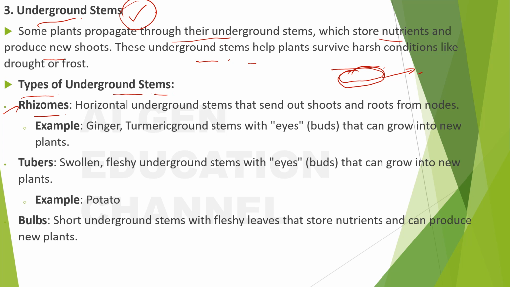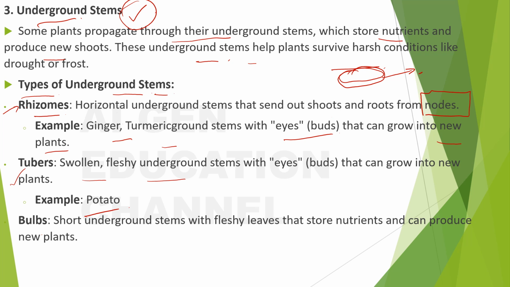Rhizomes are horizontal underground stems that send out shoots and roots from the nodes. Like ginger and turmeric, they will have buds. Eyes are also called buds, which can grow into new plants. So the buds of ginger and turmeric will grow into new plants. And next is tubers, swollen fleshy underground stems with eyes that can grow into new plants. Example, potato. Next, bulbs, short underground stems with fleshy leaves that store nutrients and can produce new plants.